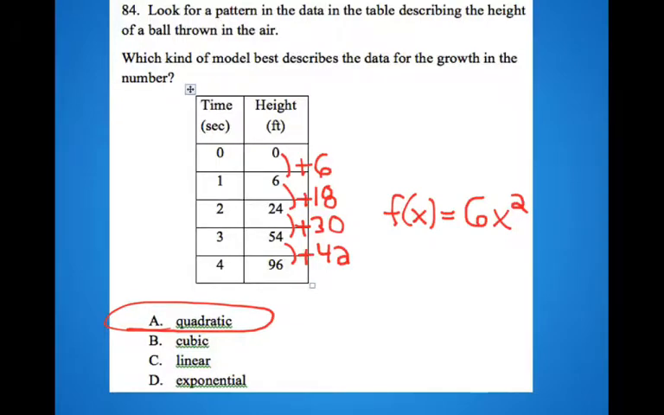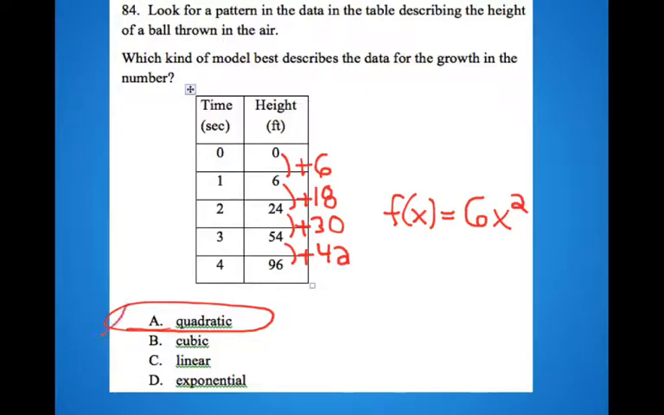We're looking for a pattern on this one. It looks like it goes up by 6, and then plus 18, plus 30, plus 42. So you can't really multiply by something to get the next number, and you can't add the same amount, so it's not linear and it's not exponential.